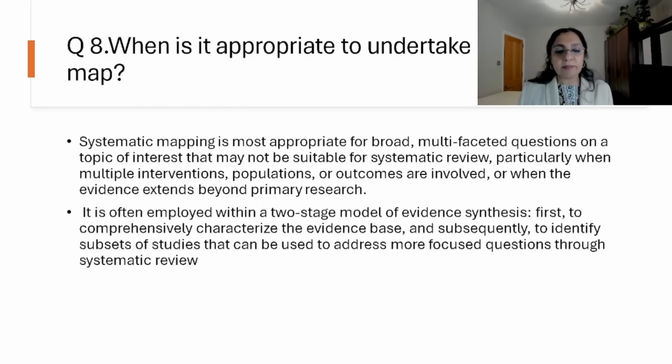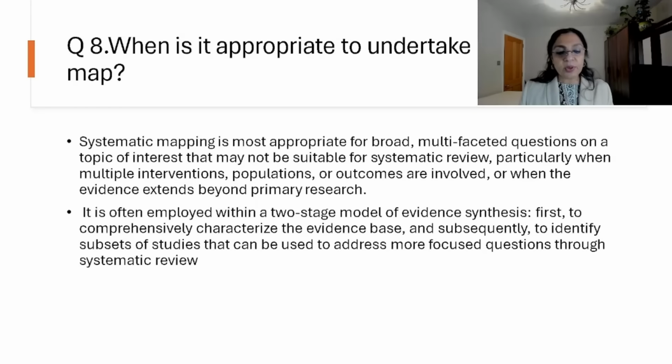So systematic mapping is most appropriate for broad, multifaceted questions on a topic of interest that may not be suitable for systematic review, particularly when multiple interventions, populations, or outcomes are involved, or when the evidence extends beyond primary research. So mapping is very relevant when there is a broad topic of interest. You don't have a refined systematic review question, but you know what the topic is. So in that case, mapping is very useful.